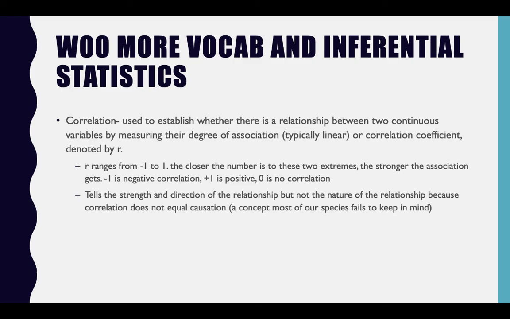So correlation will tell the strength and the direction of the relationship, but not the nature of it, because correlation does not equal causation. That's definitely a concept that most people don't seem to get. Kind of like there's this one graph where the number of people who eat ice cream during the summer increases, and also murders increase during the summer. So if you think that correlation implies causation, well, ice cream causes murders. No, that's not how it works. So always keep in mind correlation does not equal causation, because a lot of other scenarios are going to be a lot less wacky.